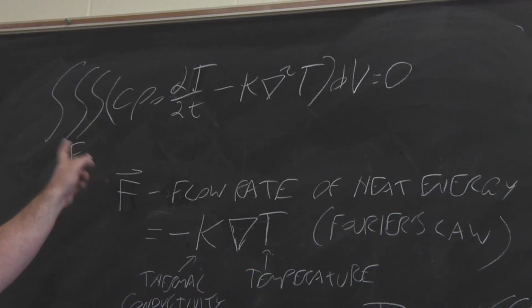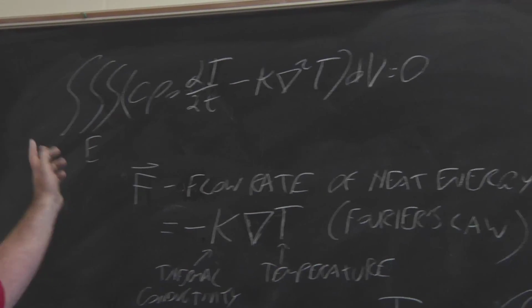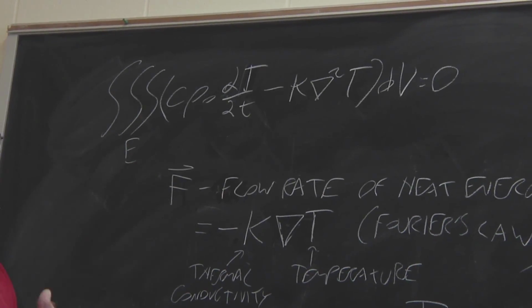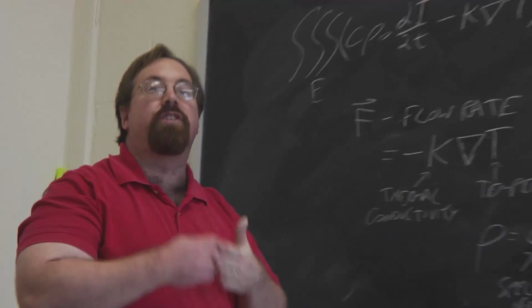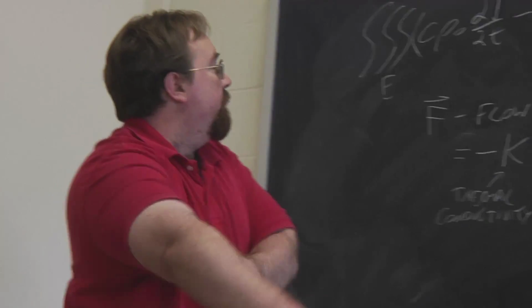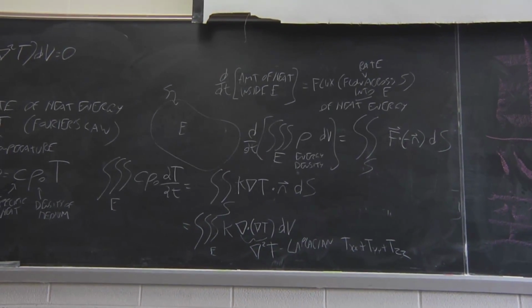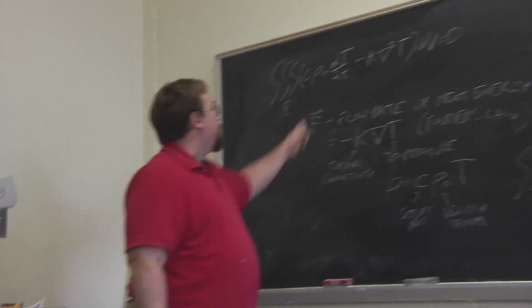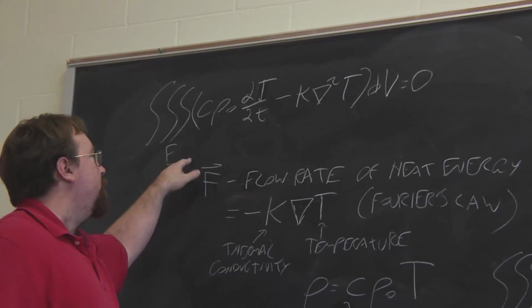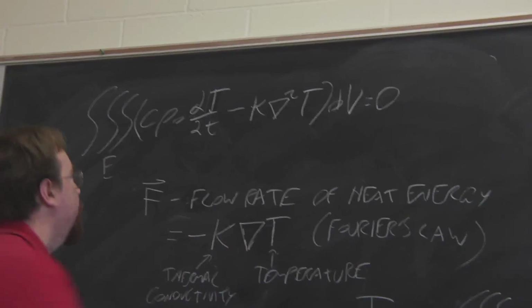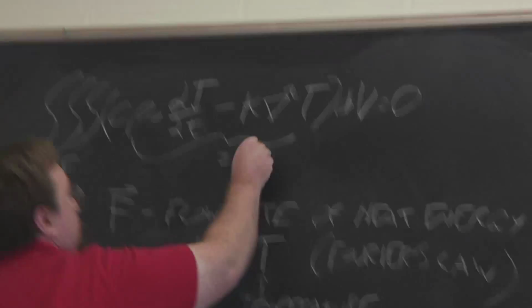Now, the solid that I've selected is actually arbitrary. So this has to hold over any region you choose, because that conservation of energy applies whether you're talking about the entire solid or any portion of a solid. So since this integral over an arbitrary region is equal to 0, the integrand itself must be 0. This whole thing. So we have this equation.